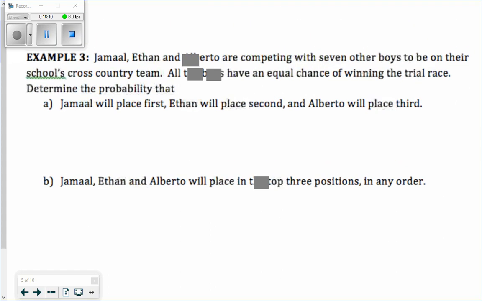So we got Jamal, Ethan, and Alberto competing with 7 other boys. Okay. So make sure you read this properly. You've got what? 3 plus 7. So you've got Jamal, Ethan, Alberto competing with 7 other boys. So there's a total of 10 kiddos to be on their school's cross-country team. All the boys have an equal chance of winning. Okay. So by the way, that's fake, right? Clearly this is a math contrived situation. Determine the probability that Jamal will win first, Ethan will win second, and Alberto will win third.